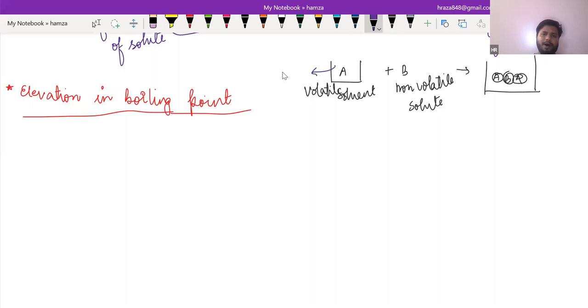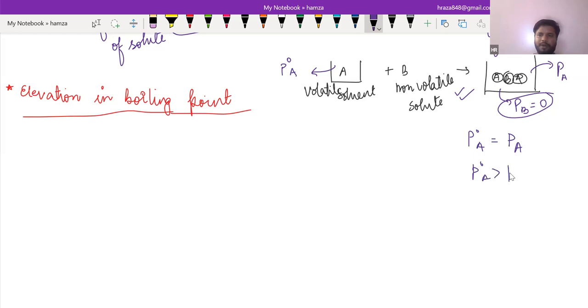Now, there was a question I asked. Here, the pressure of pure A will be P naught A, and here PA represents the partial pressure of A. We will not talk about PB, the partial pressure of B, because it will be equal to zero since it is a non-volatile solute. So can anyone tell me, I am again asking the same question: P naught A equal to PA, P naught A greater than PA, P naught A less than PA, or none of this? Which option is correct for this situation?